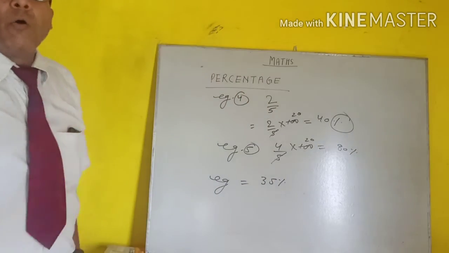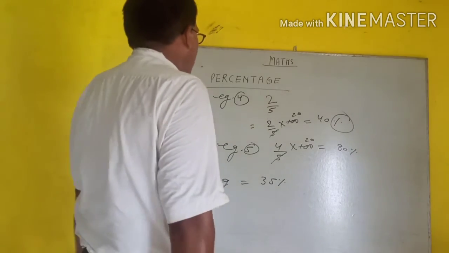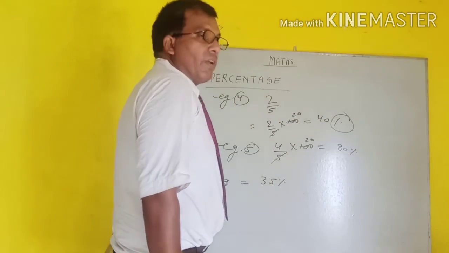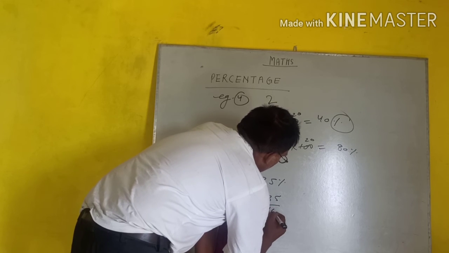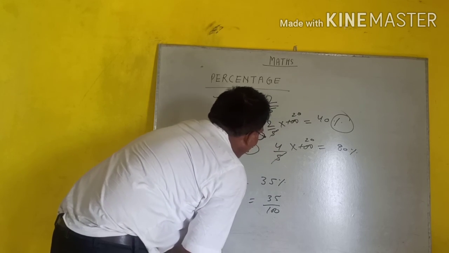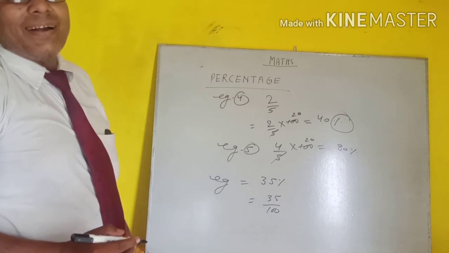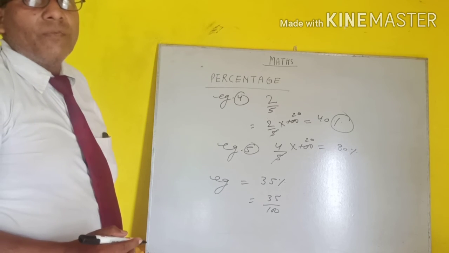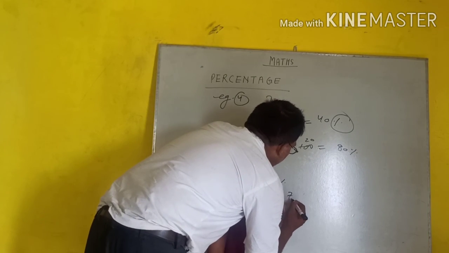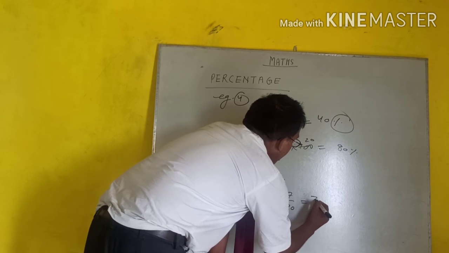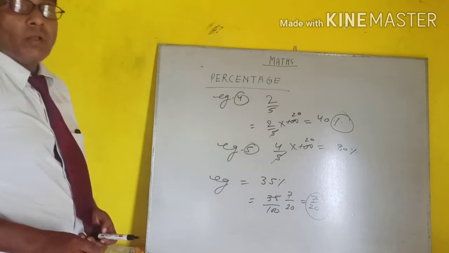If there is written 35%, how do you convert it into a fraction? All of you see here. Here you write 35 upon 100, and convert it into simplest form. 35 and 100 divide by 5. Here you divide both sides by 5. 5 times 7 is 35. Here 5 times 20 is 100. It becomes 7 upon 20.